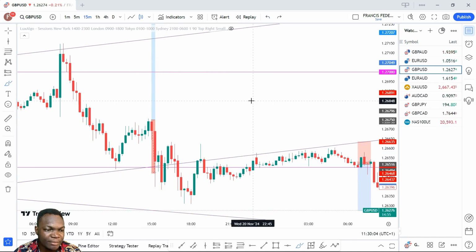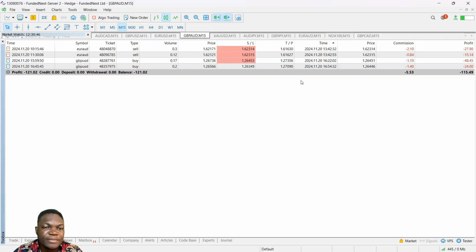I'll load my MT5 results now. So this is my result for today. I lost a total of 115. Then by the time you add the commission, it becomes 121. So I lost a total of $121 on Wednesday.